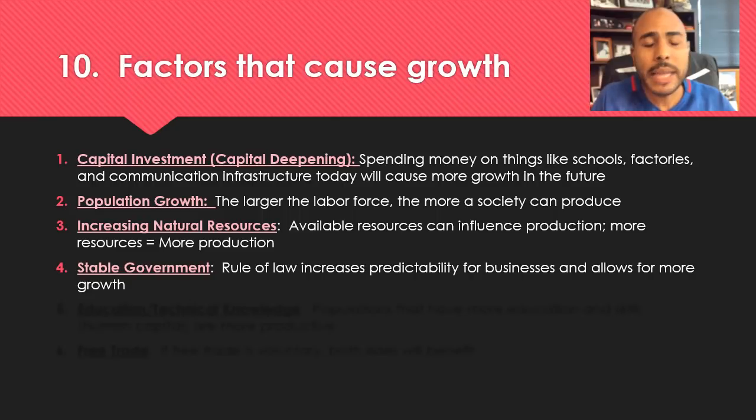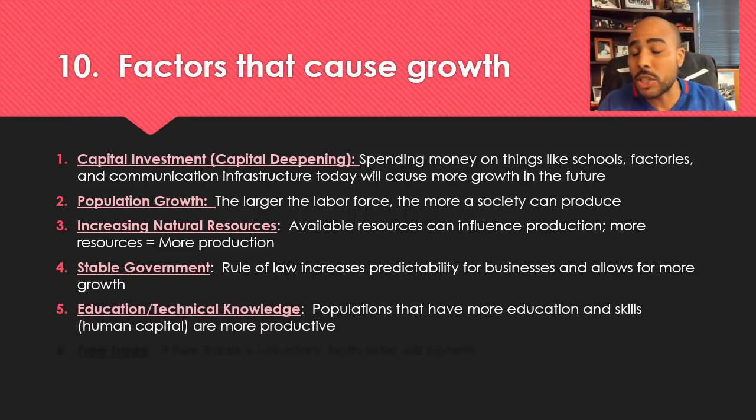Now, stable government. I cannot emphasize this enough. If you live in a country where the government's not stable, where there's no rule of law, businesses won't want to open in your country. The reason why is because rule of law increases predictability for businesses. Businesses like to be able to anticipate what's coming down the road. And it also allows for more economic growth when more businesses feel comfortable opening up in your country.